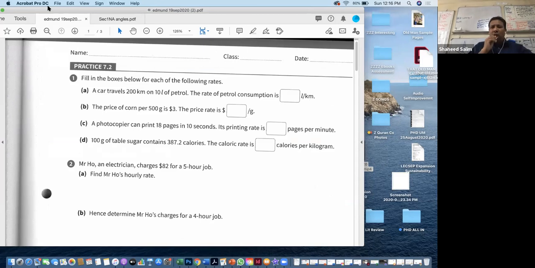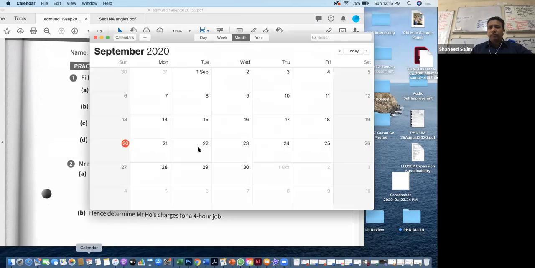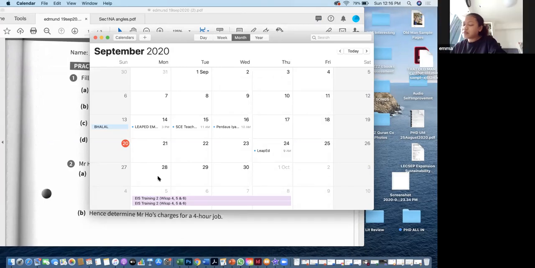Because my other student says his exam is in 2 weeks' time. My first exam is on the 28th, 2 weeks' time is September. 28th of September. That is okay. Monday. When's your maths exam? Maths exam is 6th October.